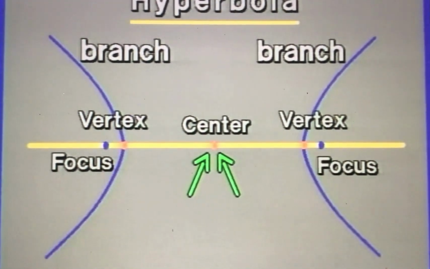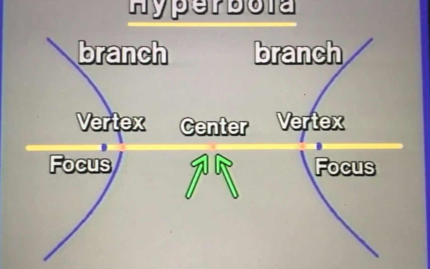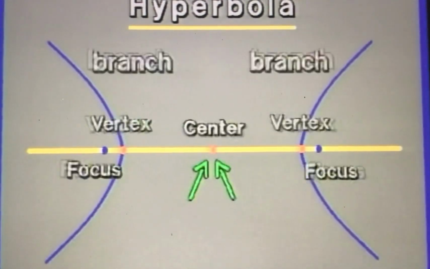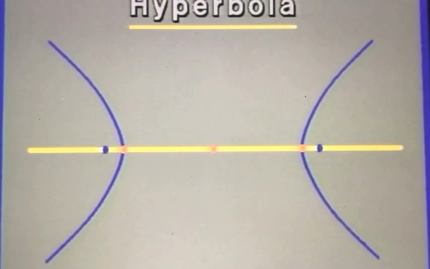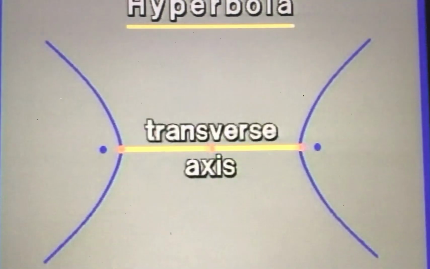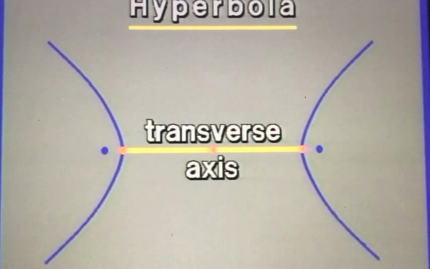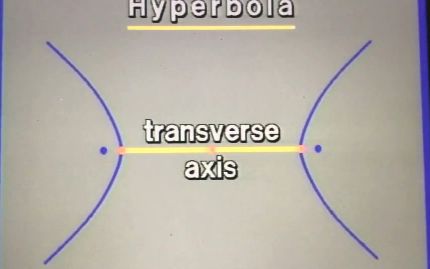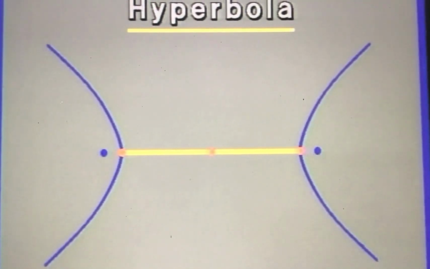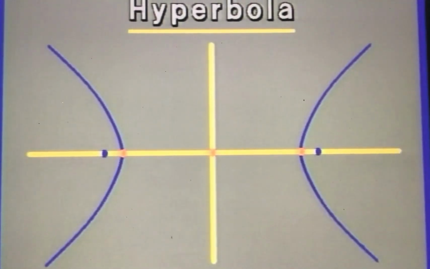Notice that the center and the vertex points and the focus points, all important aspects of the hyperbola, lie along the same horizontal line here. Now, the portion of that line which connects the 2 vertices, that is, this segment between vertices, is called the transverse axis. Sometimes the transverse axis refers to the entire line, but we'll be using this segment as the transverse axis. Well, to understand aspects of the graph, let's consider that the center of the hyperbola is located at the origin of a coordinate plane.